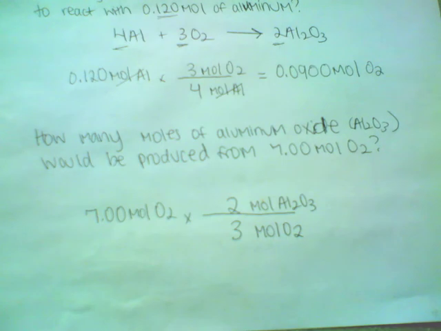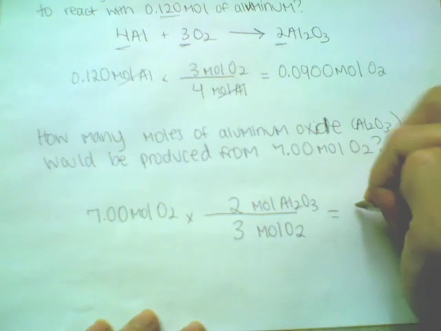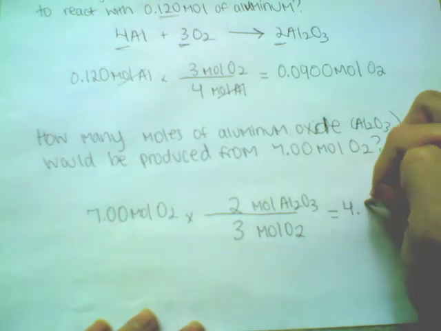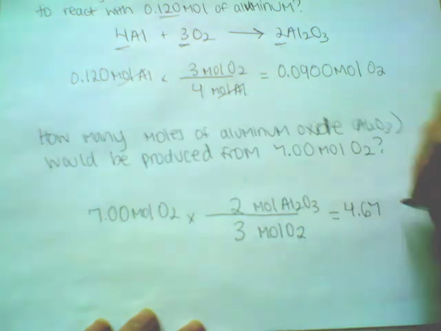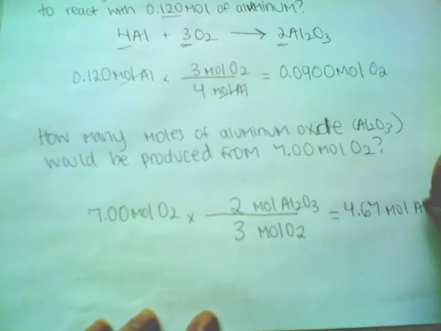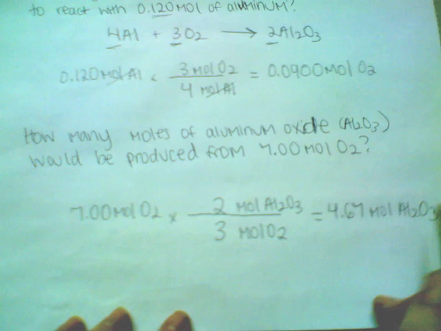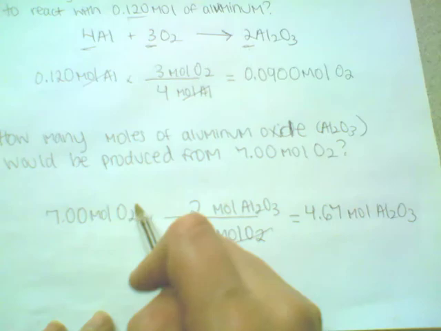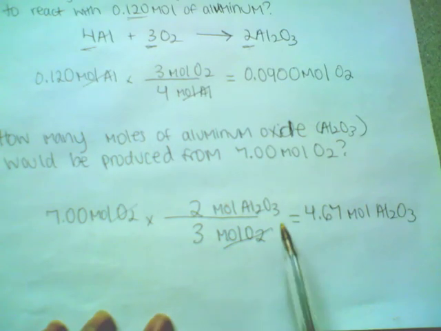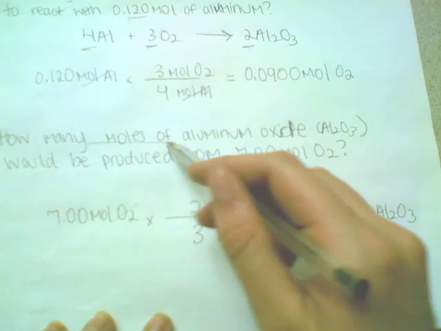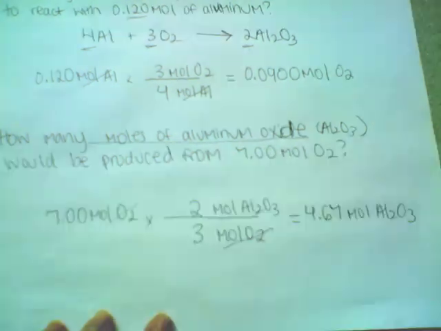So you're going to multiply the numbers on the top, divide by the numbers on the bottom. You will get, rounded to 3 significant figures, 4.67 moles of aluminum oxide. Whichever unit was left on the top is the unit that you're left with. And if you look back at the question, that was the unit that we were looking for, moles of aluminum oxide.